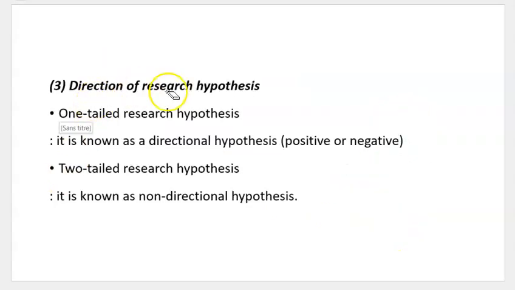Okay, so the direction of the research hypothesis. This is what we call a one-tailed research hypothesis. The other one, without the direction, just that there is a relationship or there is a difference, is the two-tailed. This one is one-tailed, where you give the direction.